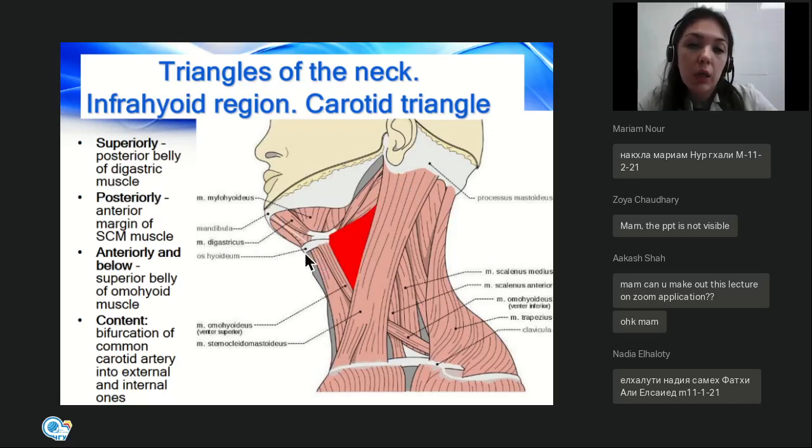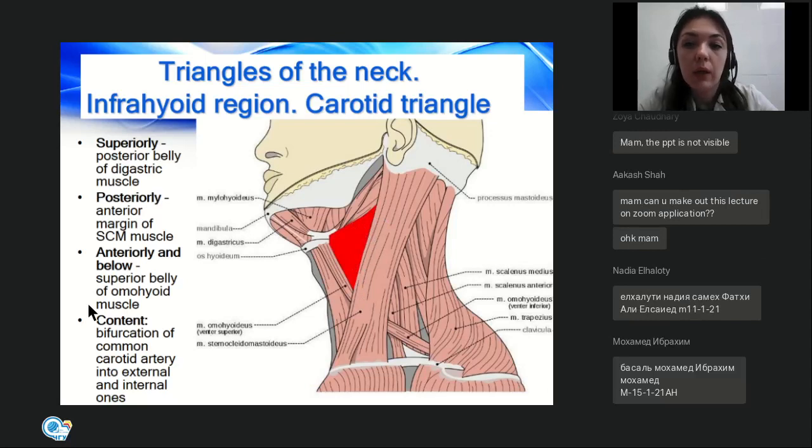So the infrahyoid region contains 2 triangles. One of them is the carotid triangle. Here it is painted in red. Superiorly, it is bounded by the posterior belly of the digastric muscle. Here we can see it. Posteriorly, by the anterior margin of the sternocleidomastoid muscle, and inferiorly and anteriorly, by the superior belly of the omohyoid muscle.